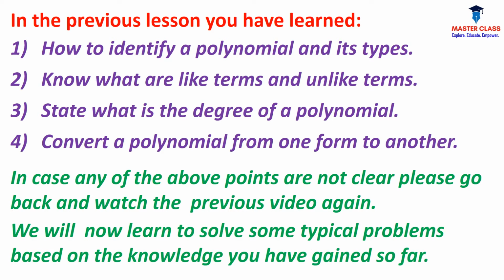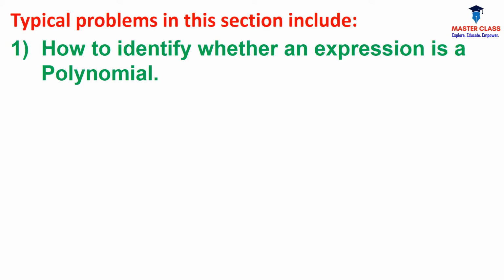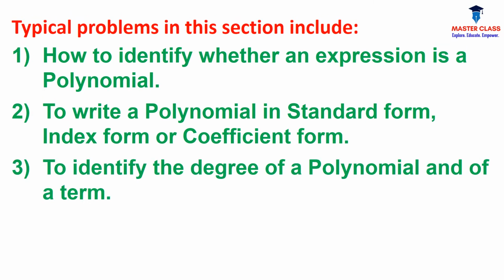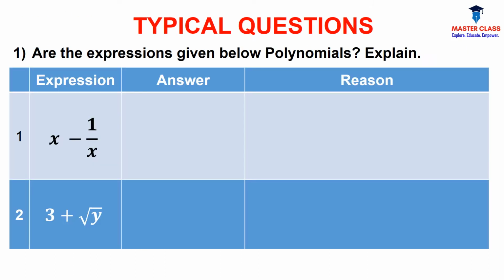In this lesson, we'll learn how to solve some typical problems based on the knowledge you have gained so far. Typical problems in this section include how to identify whether an expression is a polynomial, to write a polynomial in standard form, index form, or coefficient form, to identify the degree of a polynomial and of a term, and to identify the different types of polynomials. The first type of problem we'll learn is how to identify whether an expression is a polynomial or not.